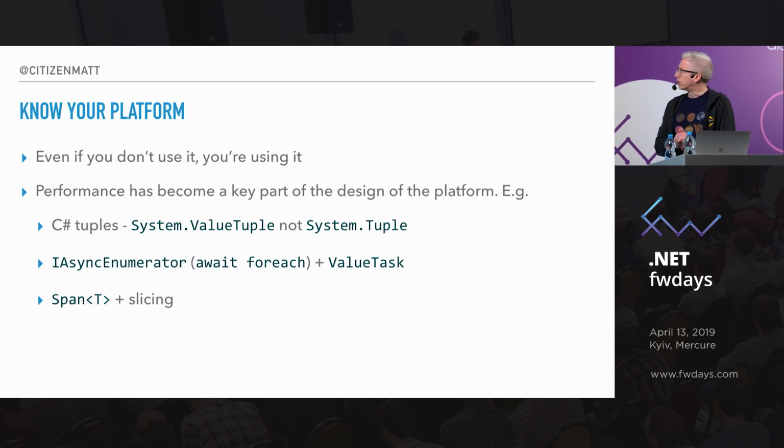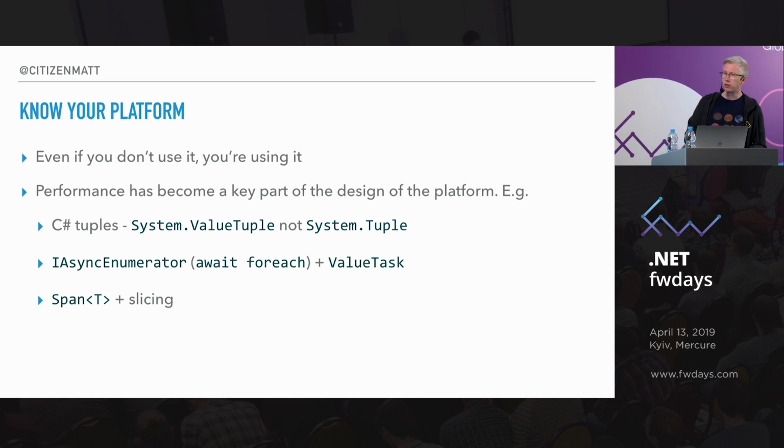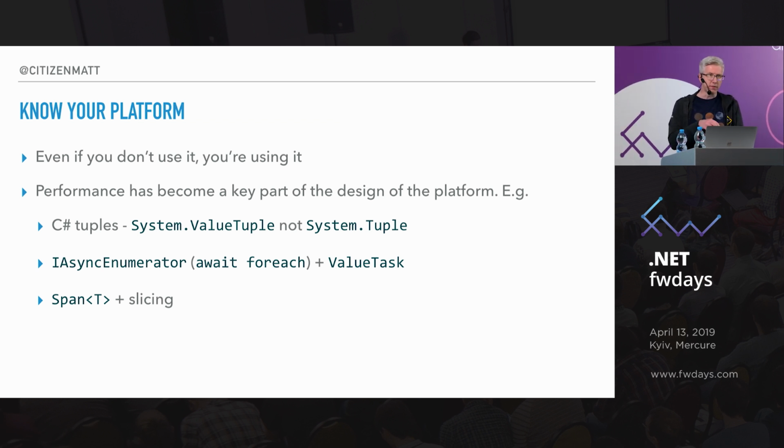Another good reason for why you might want to know this is that even if you don't use it, you're still going to be using it through the platform. The platform itself, C#, the base class libraries, they are going to be using this kind of stuff, so it's useful that you know what's going on. This has been more important recently because performance has become a key part of the design of the platform. .NET Core has a distinct focus on performance and on building things so that they can perform well.